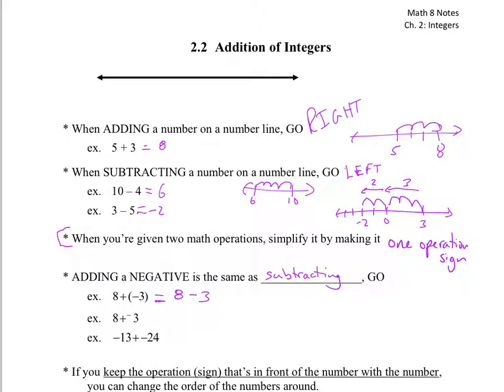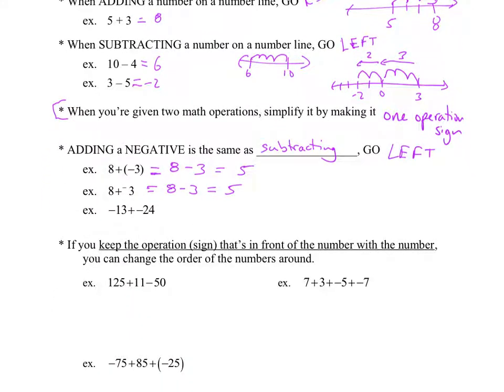And when we subtract on a number line, we go left. So our answer here is going to be a positive 5. 8 plus a negative 3. This is just a different way to write the same problem as above. It would be 8 minus 3 still, and that equals 5 still. I'm not going to draw a number line for those. I think you guys are understanding the number line piece there.